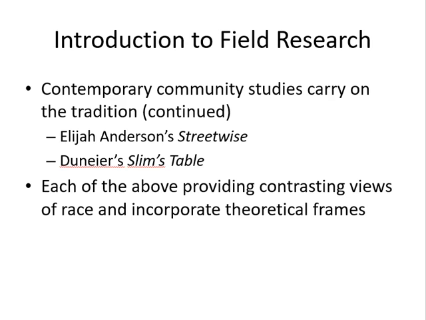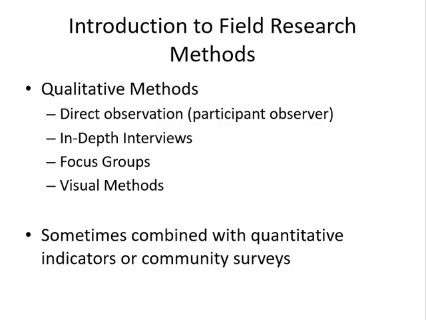And each of these field research projects provides a way of thinking about race and offering contrasting views, right, that incorporate theoretical frames. So these are qualitative research projects, typically not relying on statistical analysis as we do with indicators or survey research. So in general, community field research involves a variety of different methods. And as mentioned, most of these are qualitative methods, and that involves some kind of direct observation, either as being a participant or a complete observer.